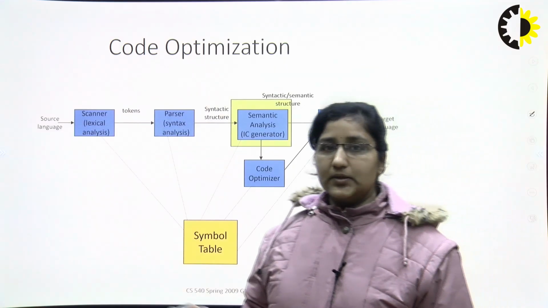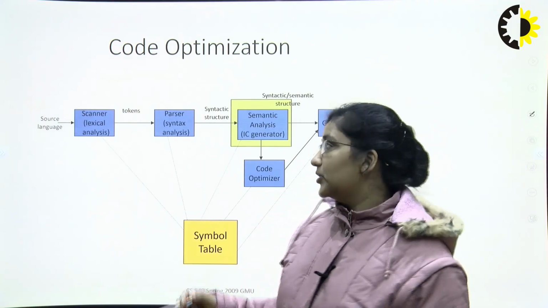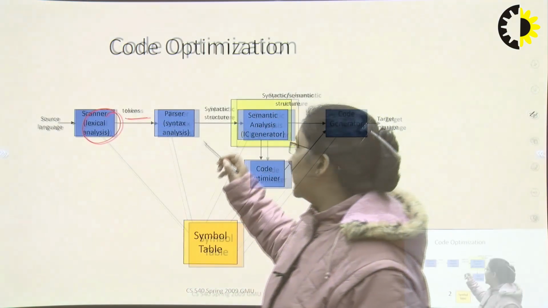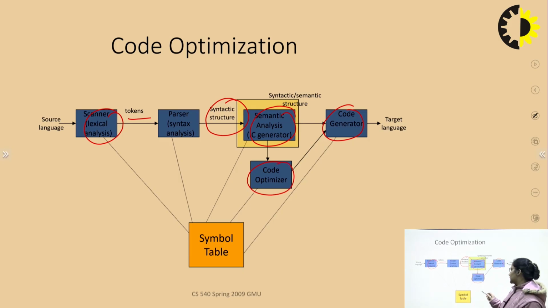We know these are the basic steps. We have a source language, which goes to the scanner for lexical analysis. The tokens are generated. The parser is there for syntax analysis, where the syntactic structure is checked. Then through semantic analysis and the IC generator, we have a code generator. Then in this step, we have the code optimizer, and the symbol tables are also used for access. So we are going to discuss this code optimizer step today.